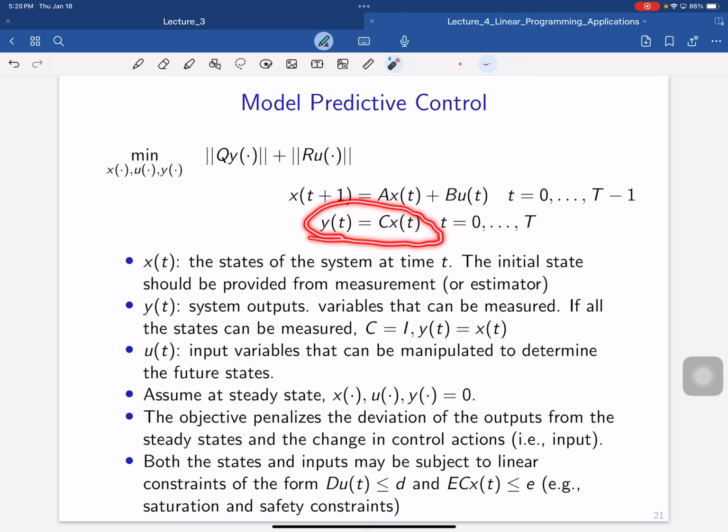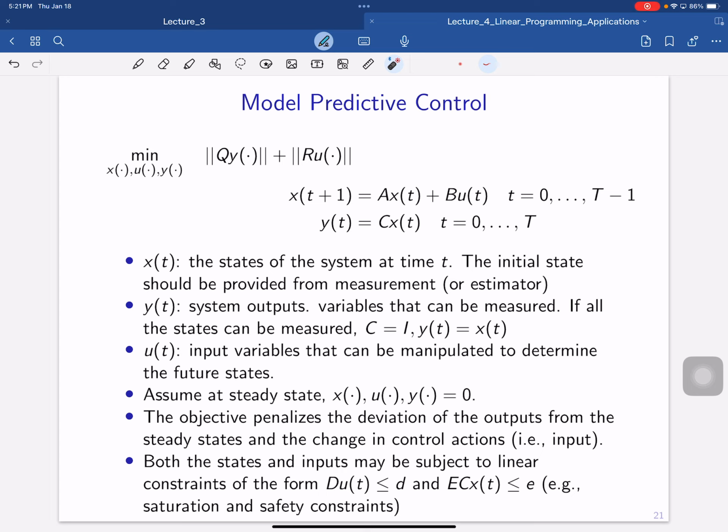Okay, so y_t equals C times x_t would be describing what are the variables that can be directly measured. And the u_t are the input variables to be manipulated and determine the future state. Those are the variables that you can manipulate, like the cooling water rate. You can really control how much cooling water you are going to flow into the reactor, right? That's something you can manipulate through some type of controller, right?